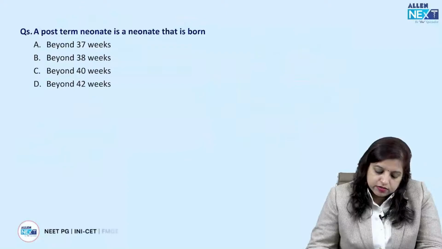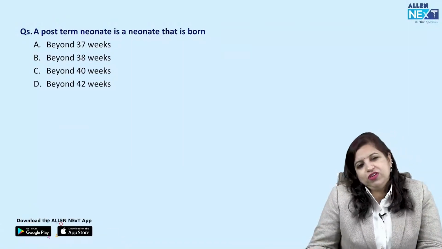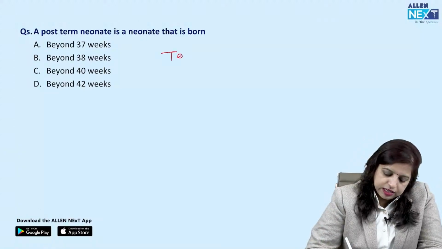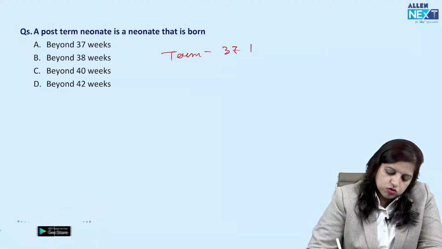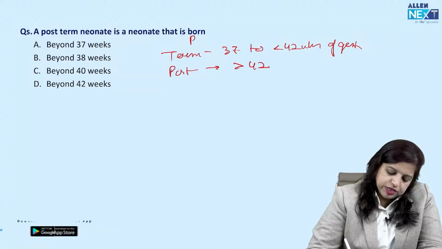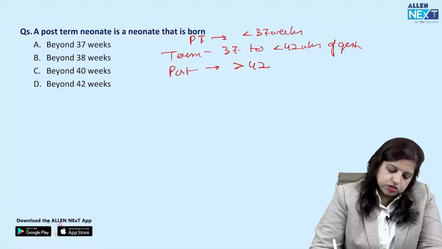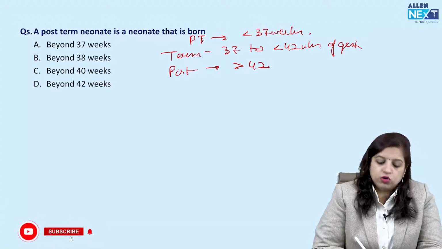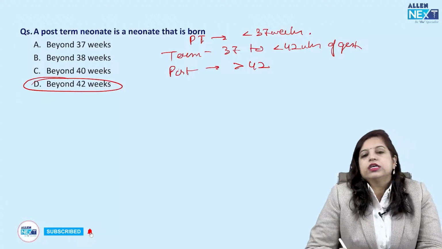Now, moving ahead with the next topic, a post-term neonate is a neonate that is born beyond... We know this. Term is anywhere between 37 to less than 42 weeks of gestation, right? So, post-term would be anything more than 42 and pre-term will be anything less than 37 weeks of gestation. So, my answer is going to be what over here? It is going to be the D option over here.